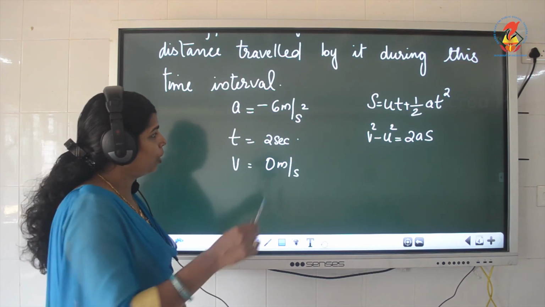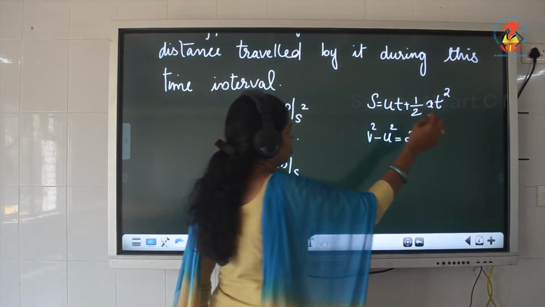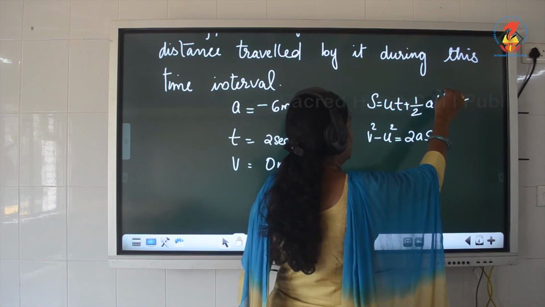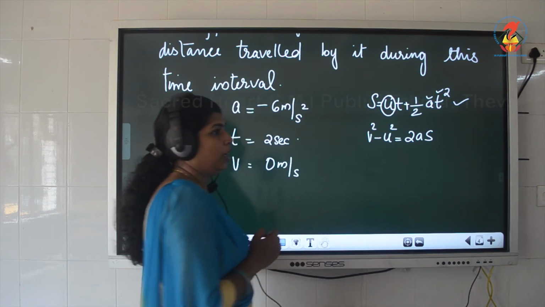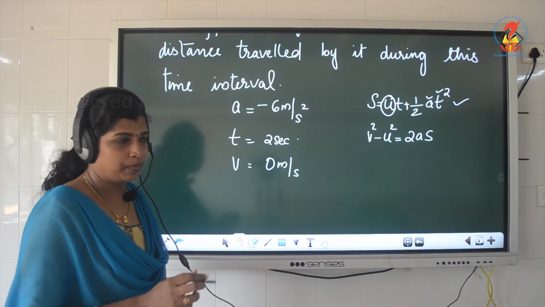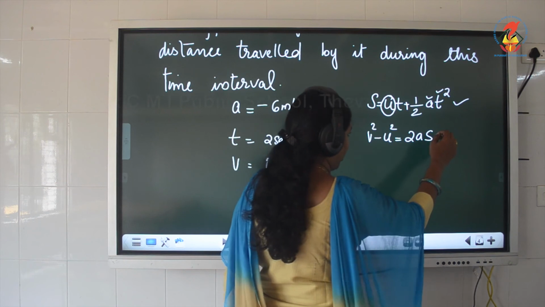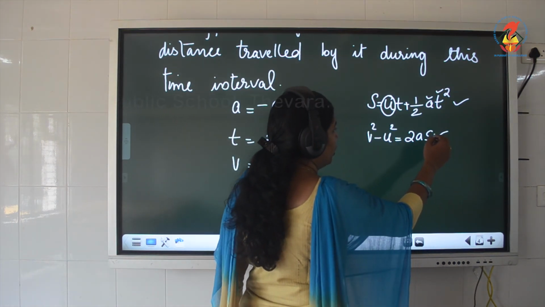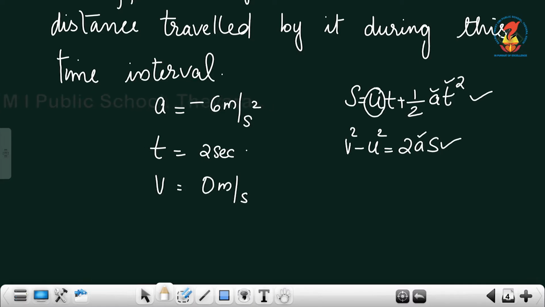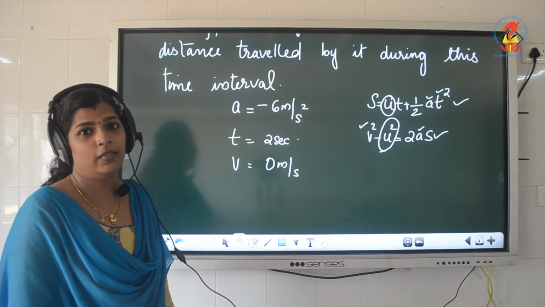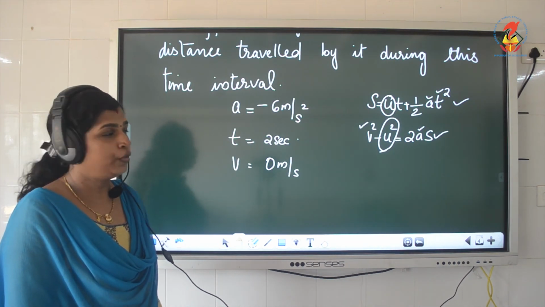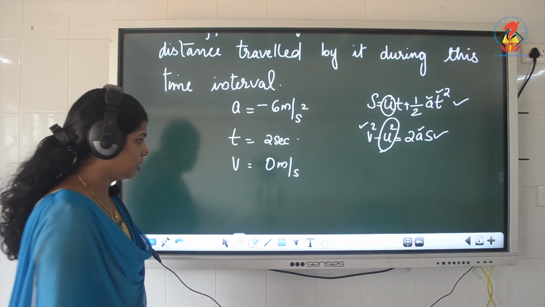Here, if you are using this equation, time is given and acceleration is given, but initial velocity is not given. Now, when you consider this equation, you need to find the distance travelled. Acceleration is given, final velocity is given, initial velocity is not given. So, you need to find the initial velocity.